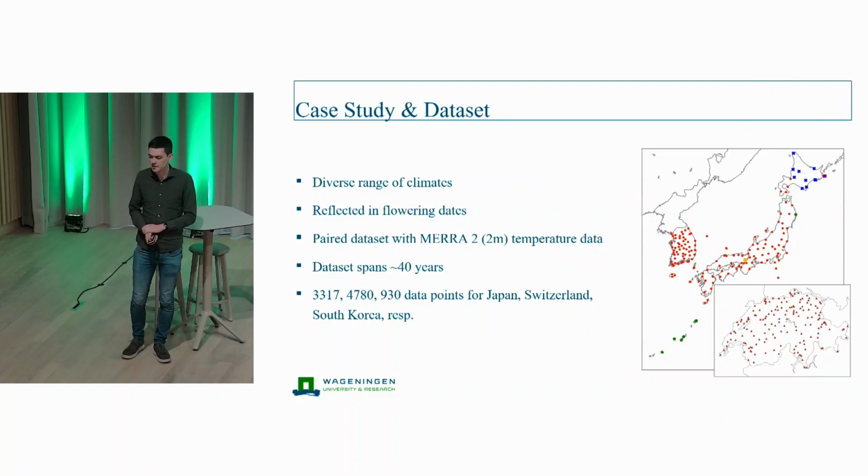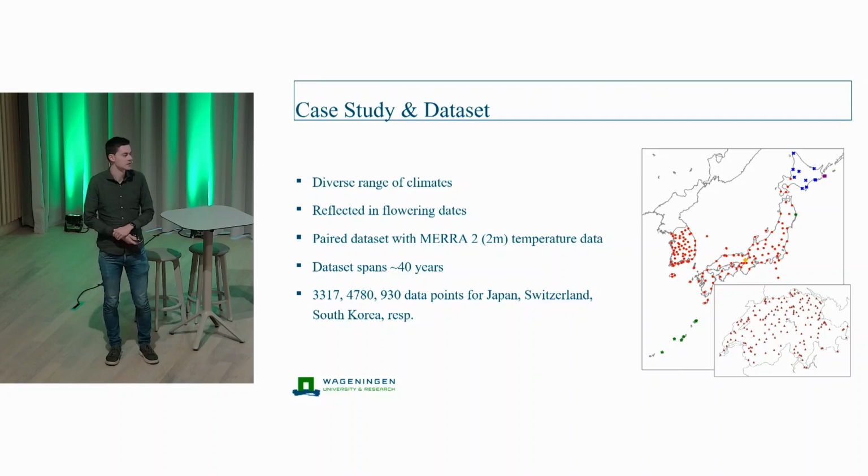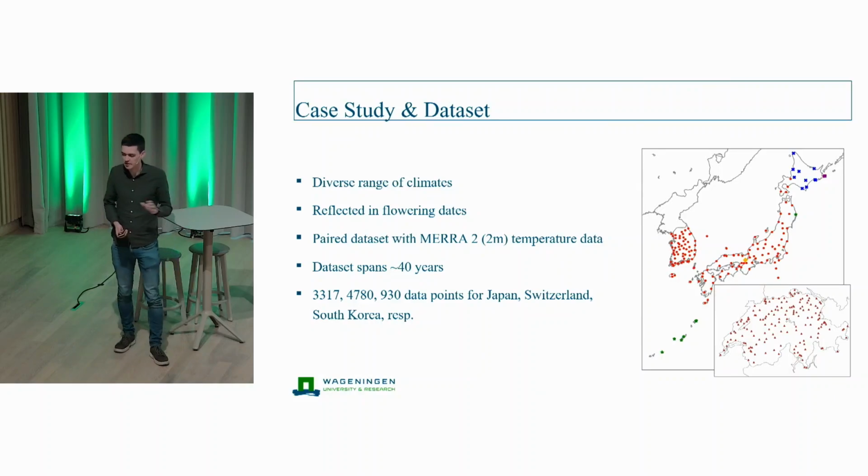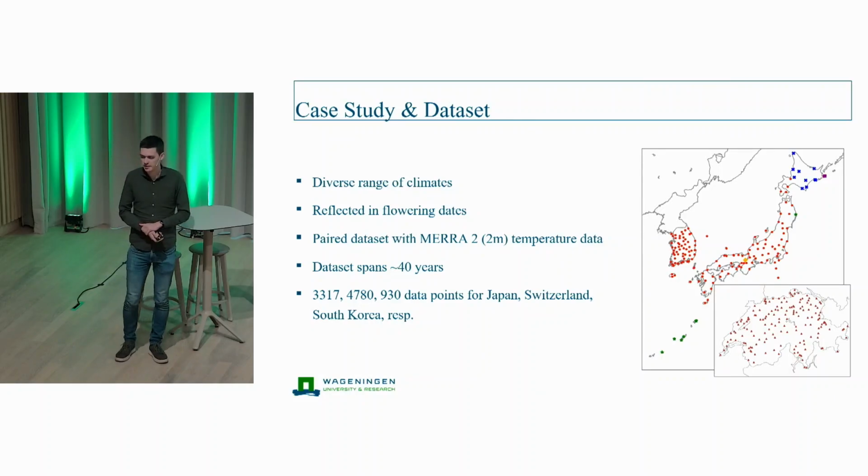flowering dates. So in the south of Japan, the flowering really starts around February, whereas in the north this can be somewhere in June. So really the same tree species is very well represented in a very diverse range of climates.